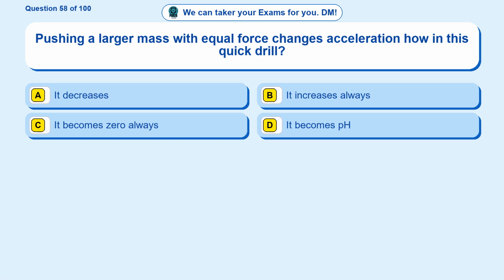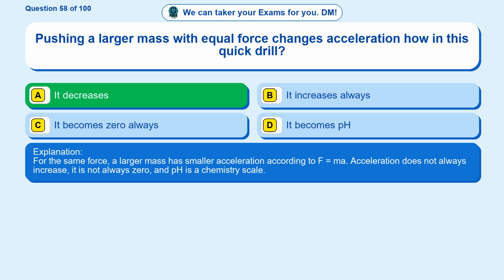Question 58. Pushing a larger mass with equal force changes acceleration how in this quick drill? Option A, it decreases. Option B, it increases always. Option C, it becomes zero always. Option D, it becomes pH. The correct answer is option A, it decreases. For the same force, a larger mass has smaller acceleration according to F equals ma. Acceleration does not always increase, it is not always zero, and pH is a chemistry scale.